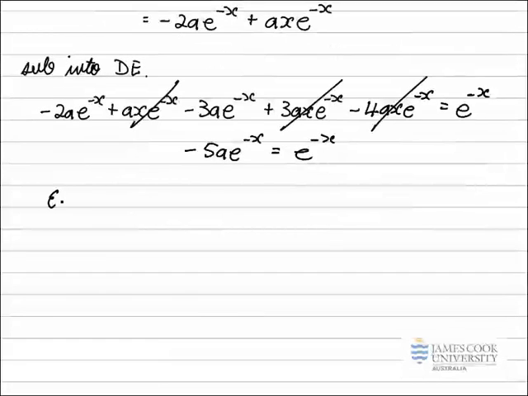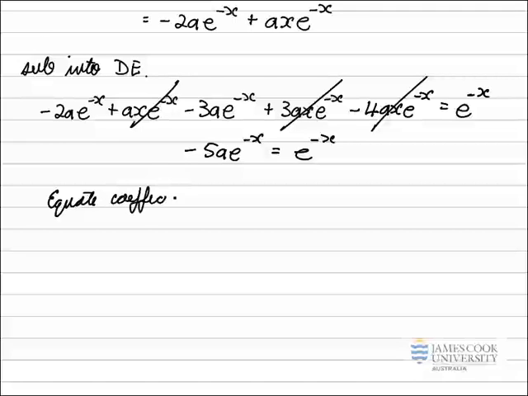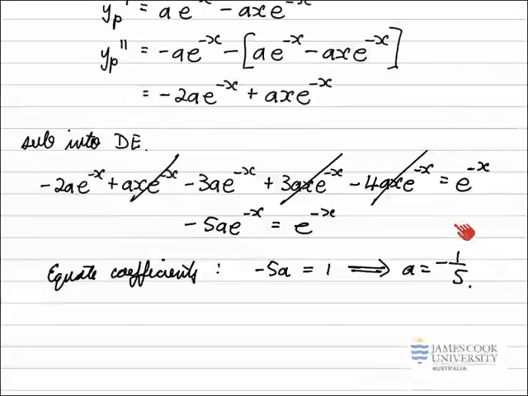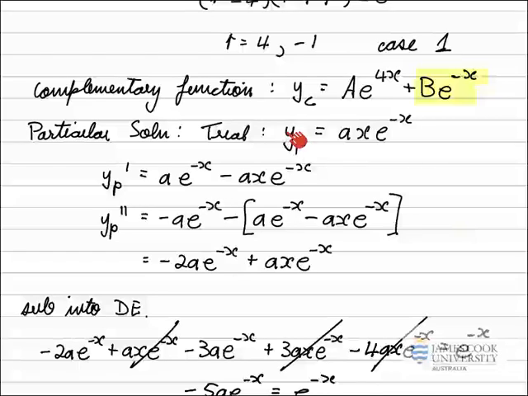Equating coefficients. The coefficients we're talking about are the coefficients of e to the negative x. In this case, there's just one sum to do, minus 5a must equal minus 1, which gives me a equaling minus 1/5. So that tells me exactly what the trial function yp is. I put a negative 1/5 x e to the negative x.